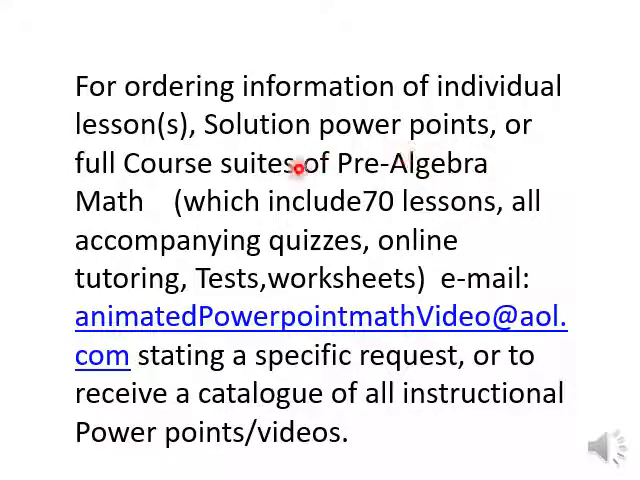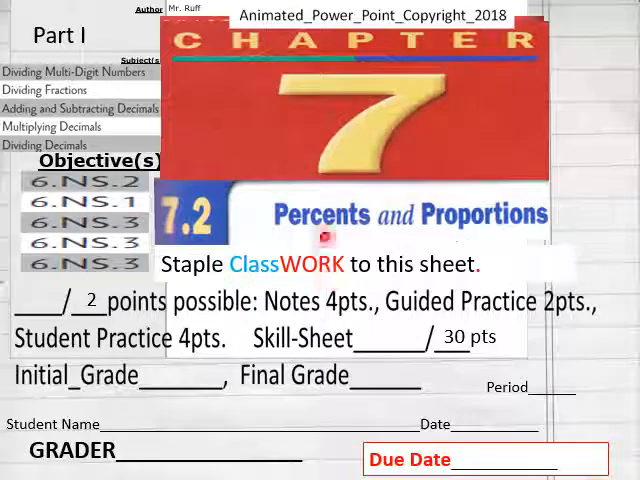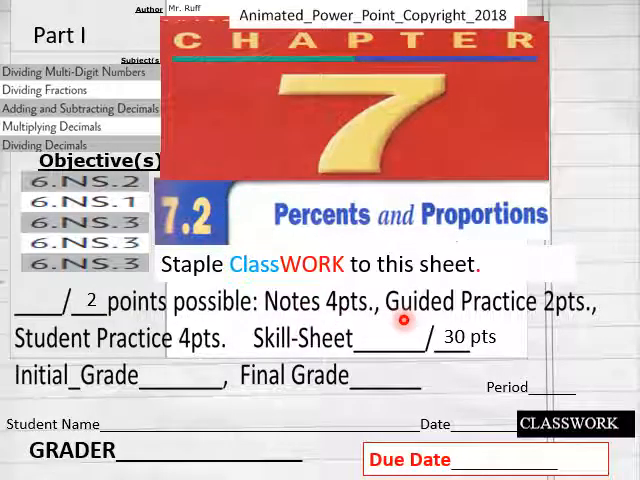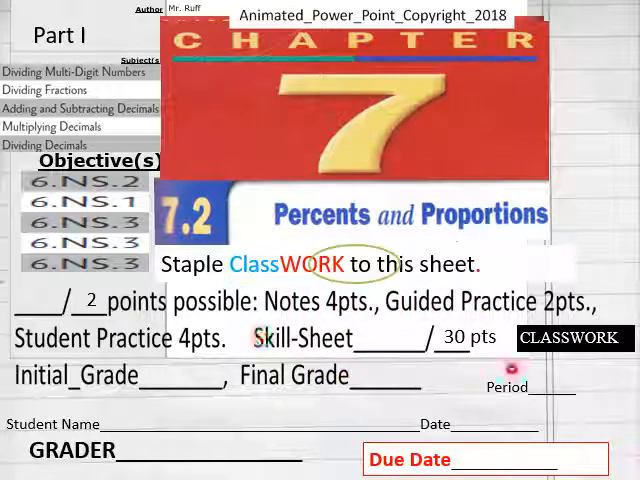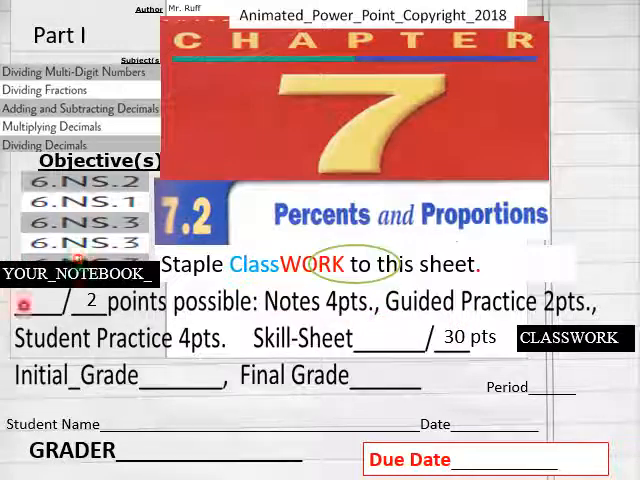Okay, everybody get ready to do lesson 7.2 Pre-Algebra Math Part 1 today. Here is our 30 points for a class worksheet and only 2 points today for notebook taking.